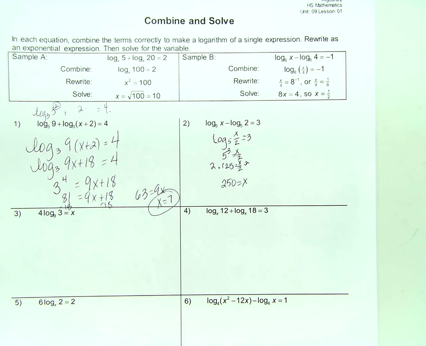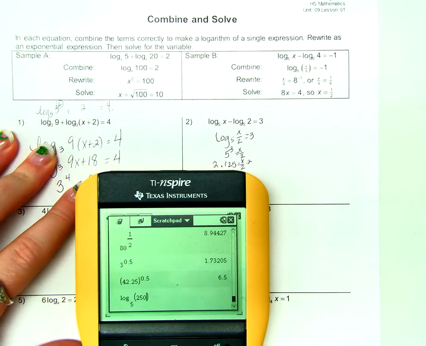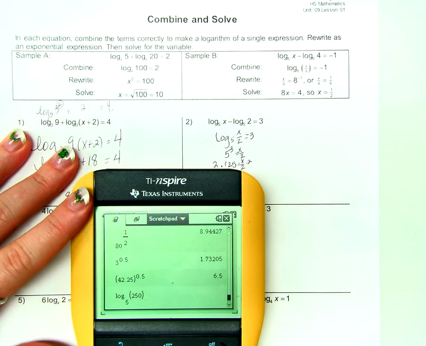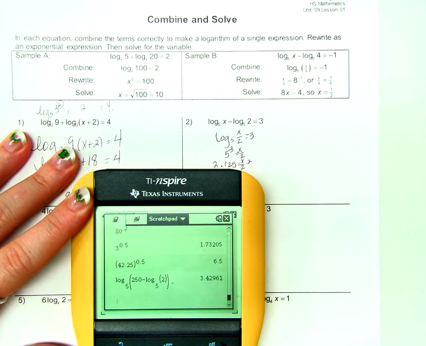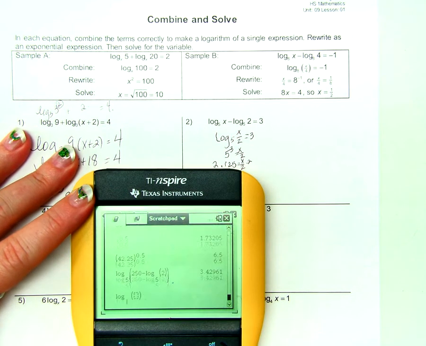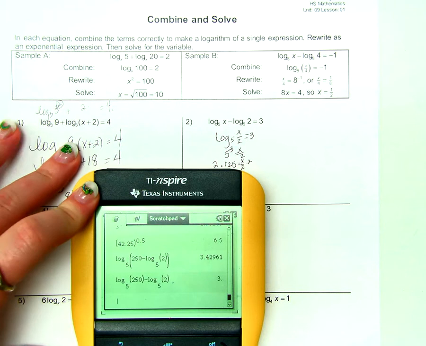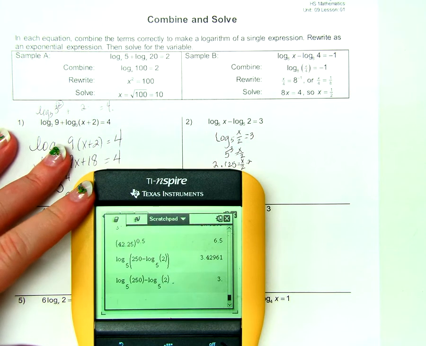Log base 5 of 250. Sorry, log base 5 of 250 minus log base 5 of 2. I forgot to use my arrow, sorry. Log base 5 of 250, there, minus log base 5 of 2. Yes! Good, Lucas. Excellent.